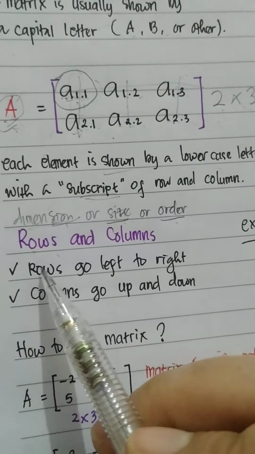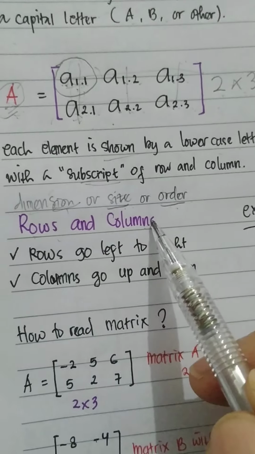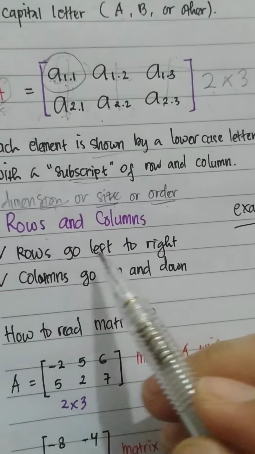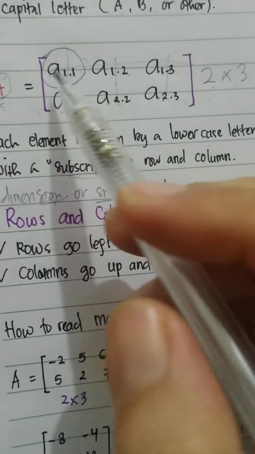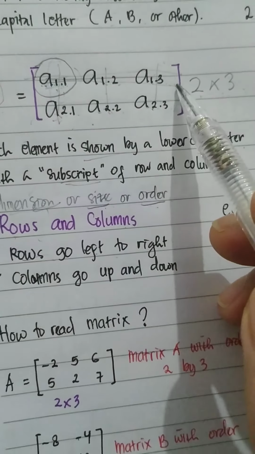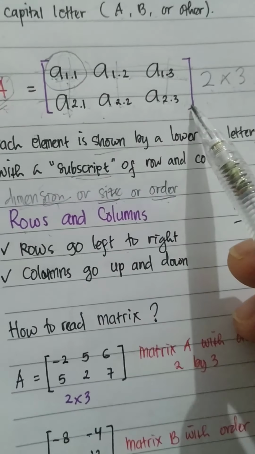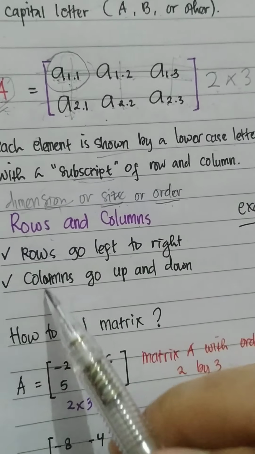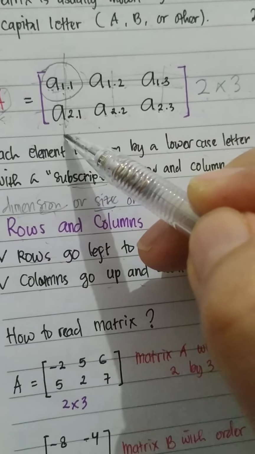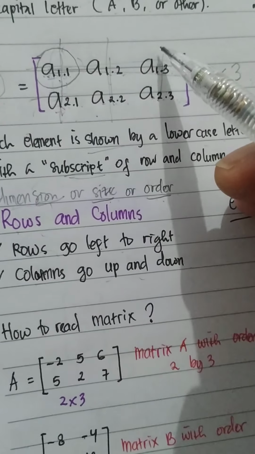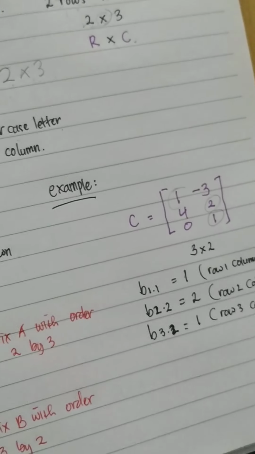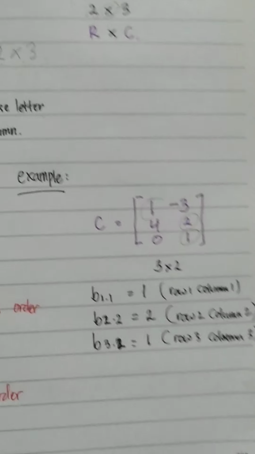Now, how can we distinguish rows and columns? Just remember this, it's a simple way. Rows go left to right, left to right. So left to right, first row, left to right, second row. Columns go up and down: up, down, 1; up, down, 2; up, down, 3. Okay, then let's talk about an example.